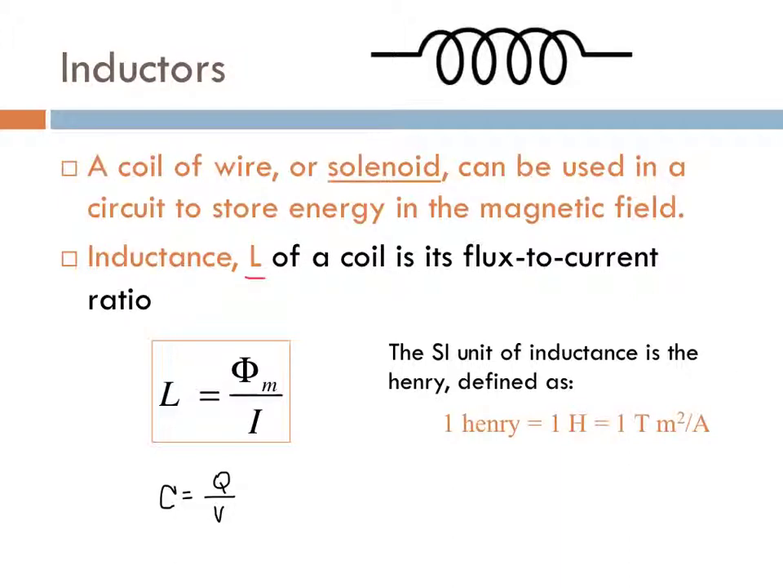For an inductance, the unit is going to be a Henry, which is a capital H. This comes from flux over current. Remember, flux has units of Tesla times meters squared, and current has units of amps.